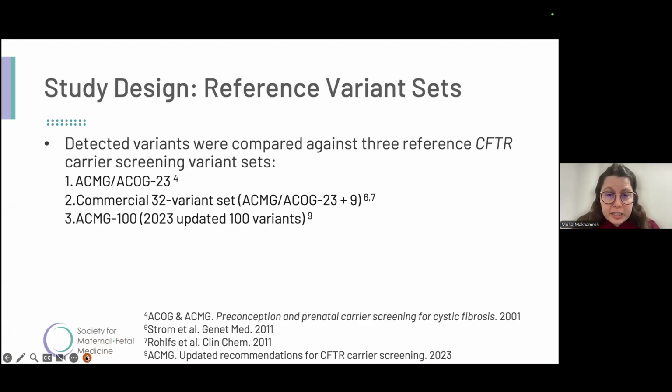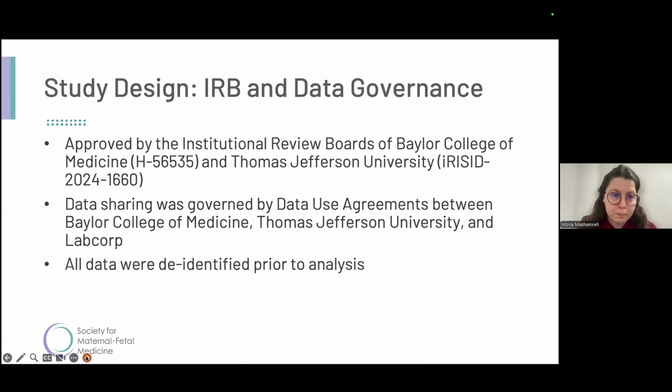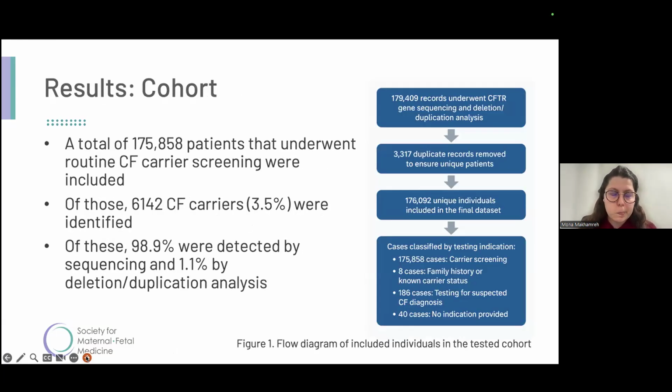Now, the detected variants were compared against 3 reference CFTR carrier screening variant sets: the ACMG/ACOG 23 variants, the commercial 32 variant set, and the ACMG 100. The study was approved by the IRB of Baylor College of Medicine and Thomas Jefferson University. Data sharing was governed by data user agreements between Baylor College of Medicine, Thomas Jefferson University, and LabCorp. All data were de-identified prior to the analysis.